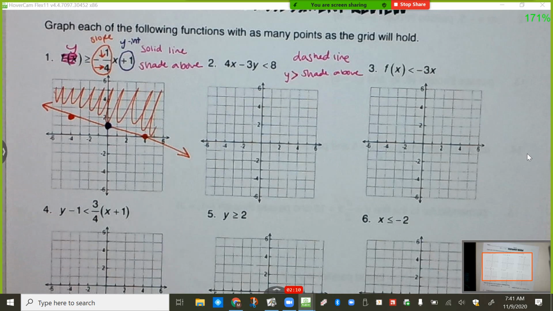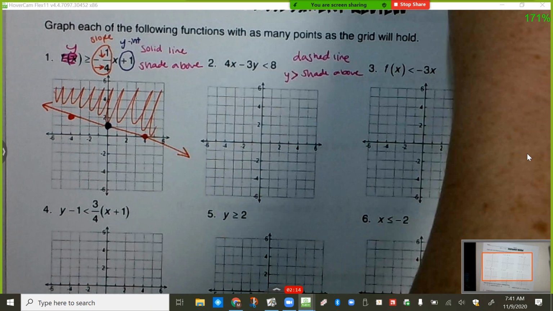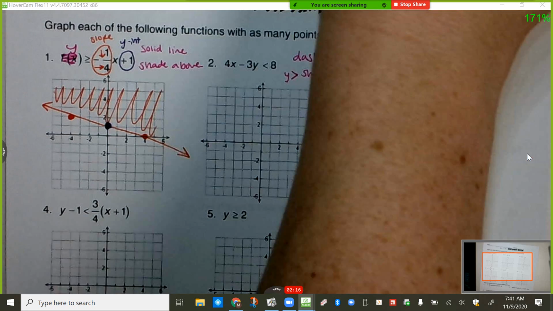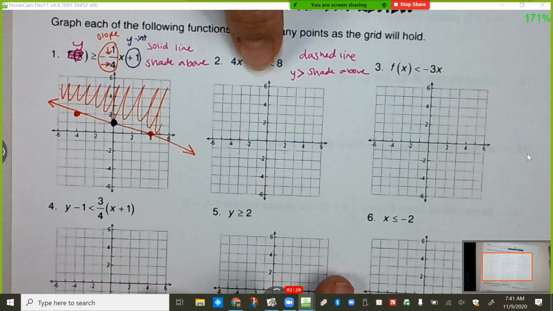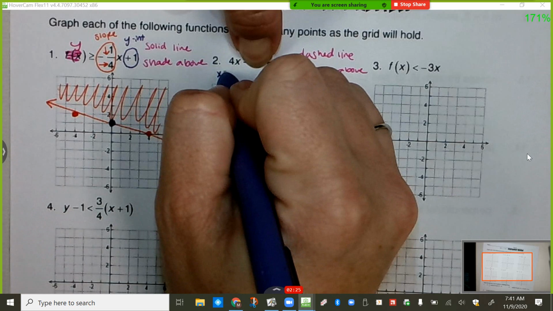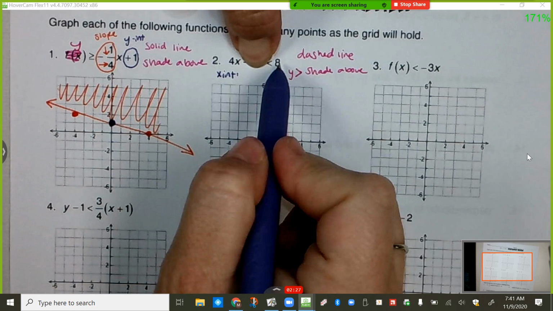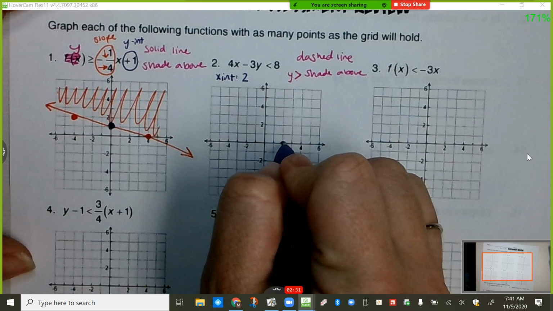Okay, I know that can be kind of confusing, so let's do the cover-up method, and we're going to find our intercepts. Because this is in standard form, x and y are on the same side. So I'm going to cover up y, and if I were to solve for x, I would get 8 divided by 4, which is 2. So on my x-axis, I'm going to put a point at 2.